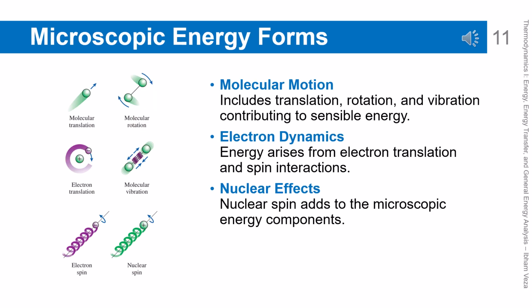Microscopic energy forms. Microscopic energy comes from molecular translation, rotation, and vibration. In addition, electron motion and spin also contribute to energy. Even atomic nuclei contribute through nuclear spin. These forms are not directly visible, but affect the thermal properties of matter. The internal energy of a system comes from the accumulation of these microscopic effects.